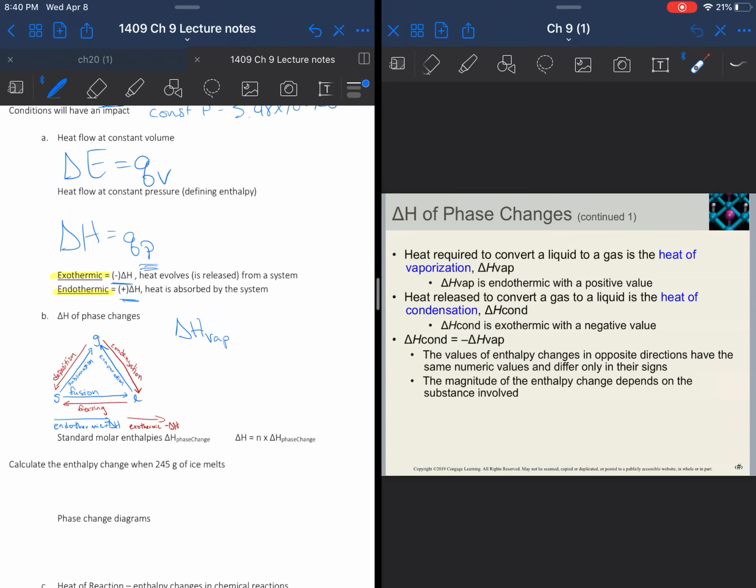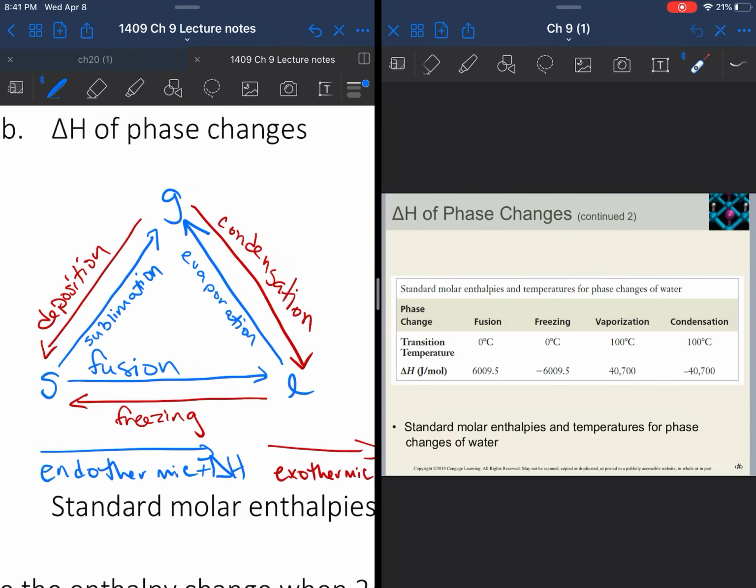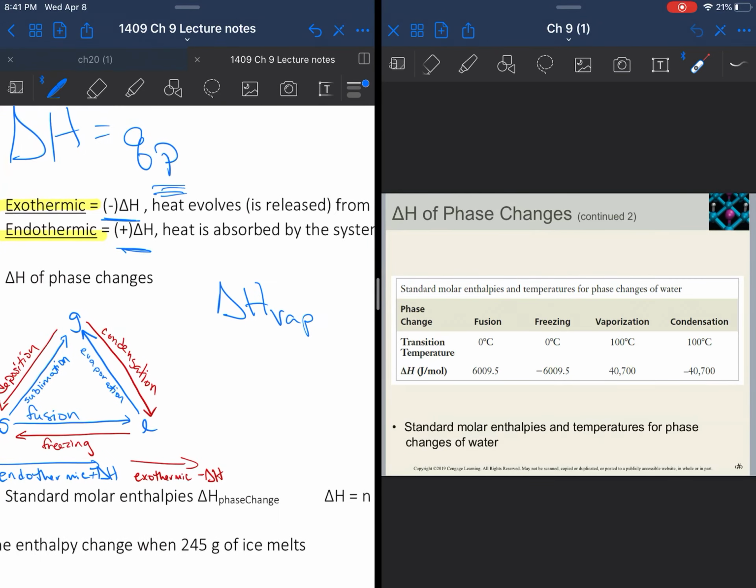These phase changes sometimes are written, for instance, as delta H of vaporization, or delta H of fusion. You'll see a little subscript to indicate that. You see in this chart here, they don't use that, but you have some standard enthalpies for fusion, freezing, vaporization, and condensation of water. Something important to note is that the amount of energy it takes to go from solid to liquid is the same amount of energy that it is going to give off when that liquid freezes back into a solid.